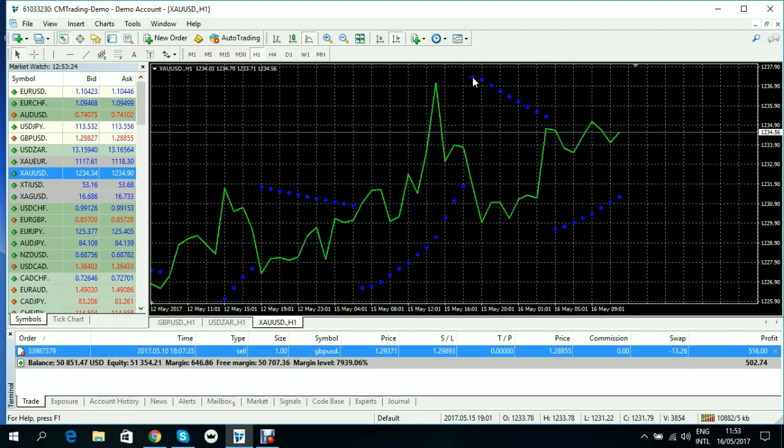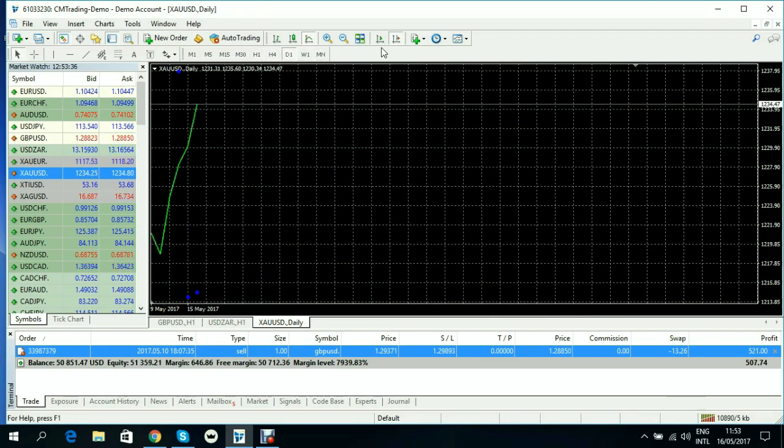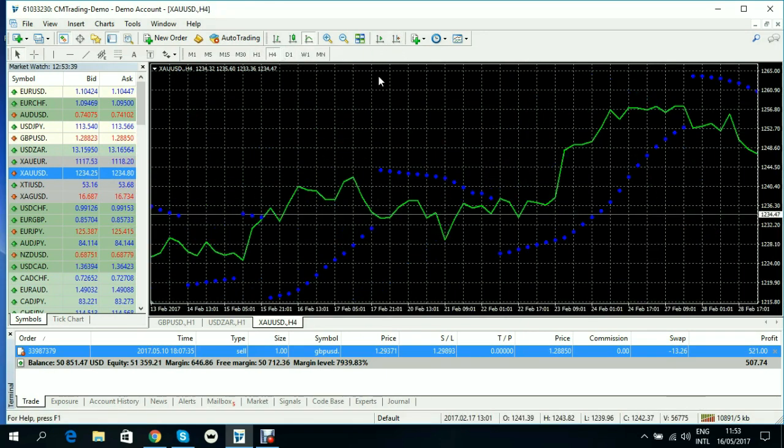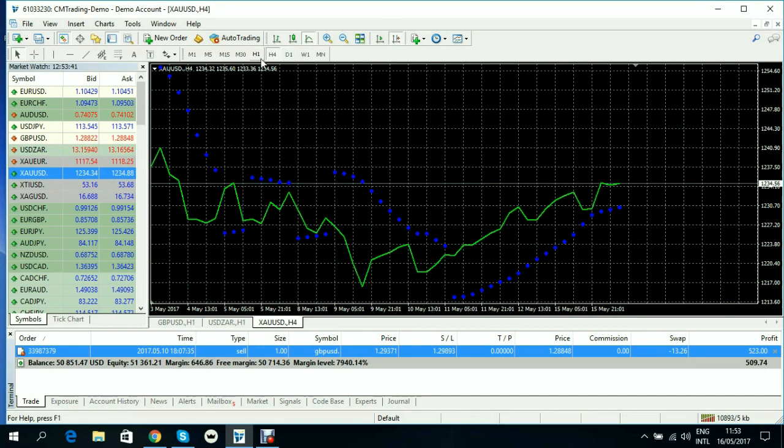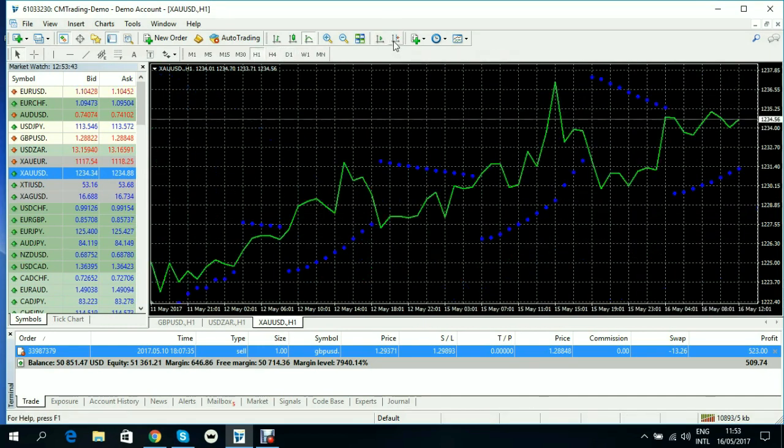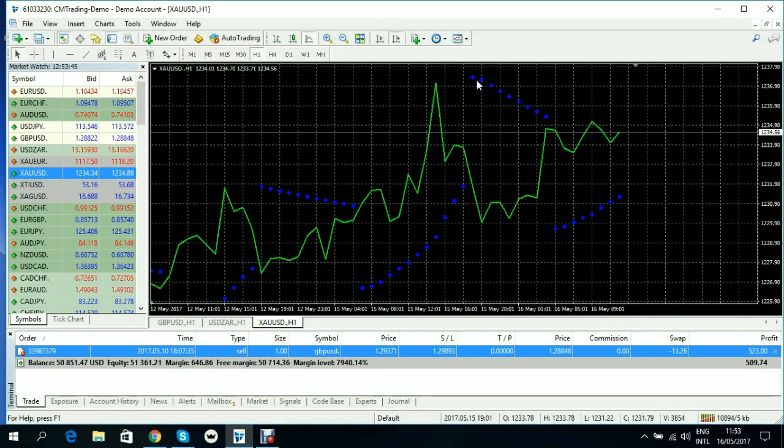This Parabolic Sar comes in the form of dots. In all the time frames, it comes in the form of dots. So it's called Parabolic Sar dot or parabolic dot.